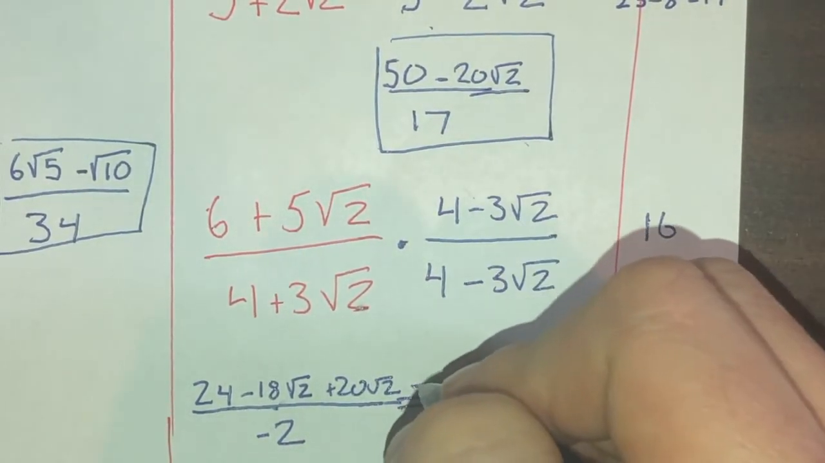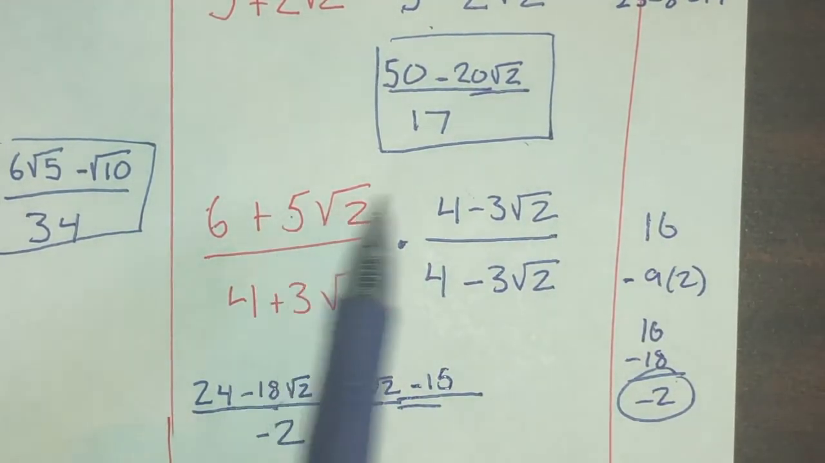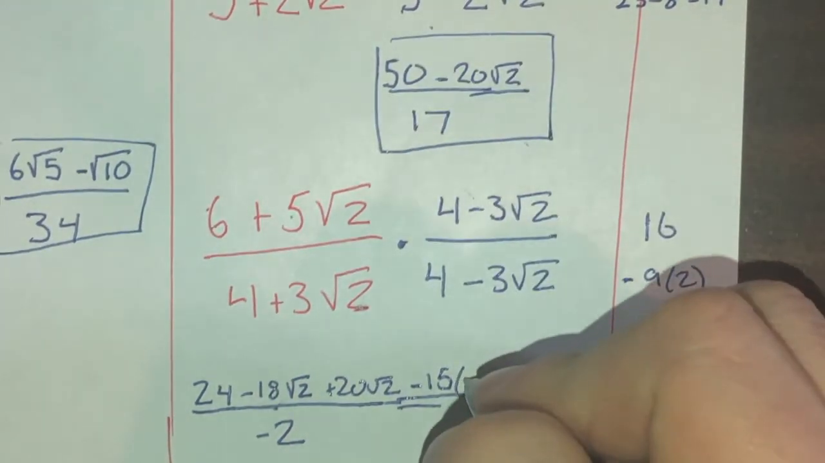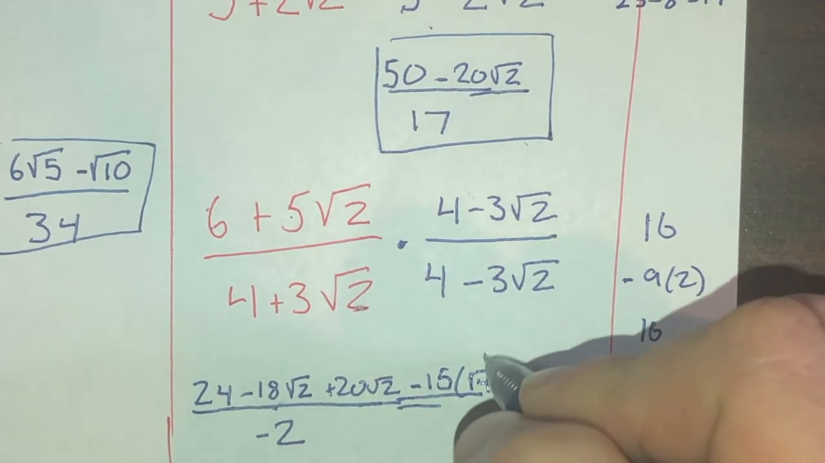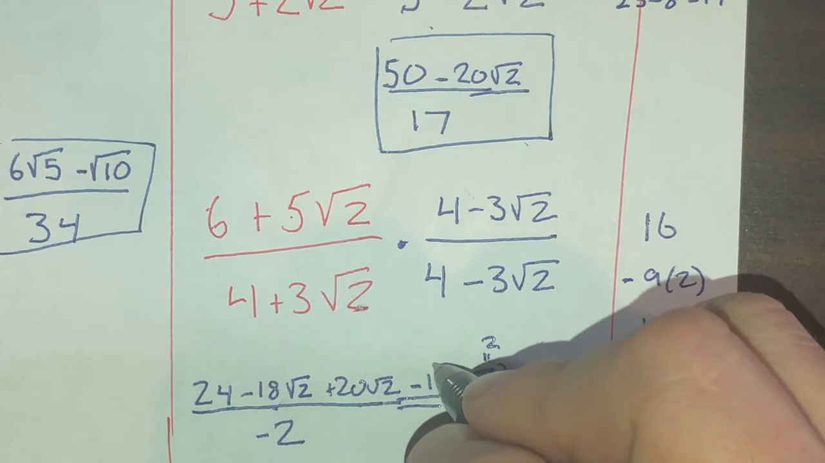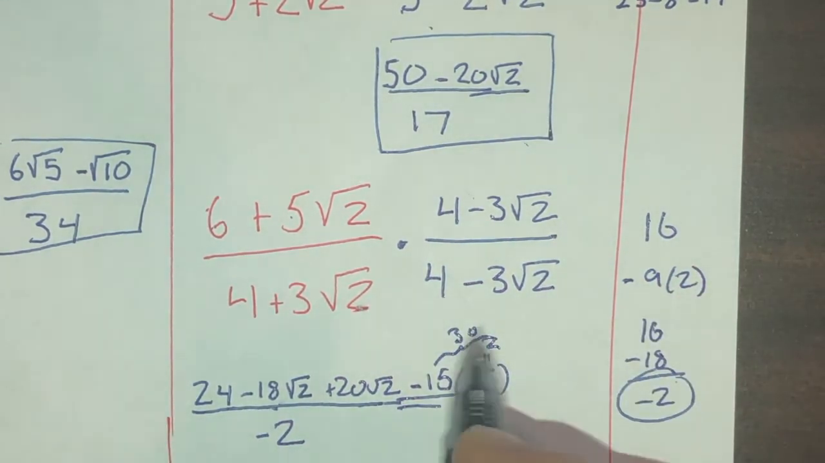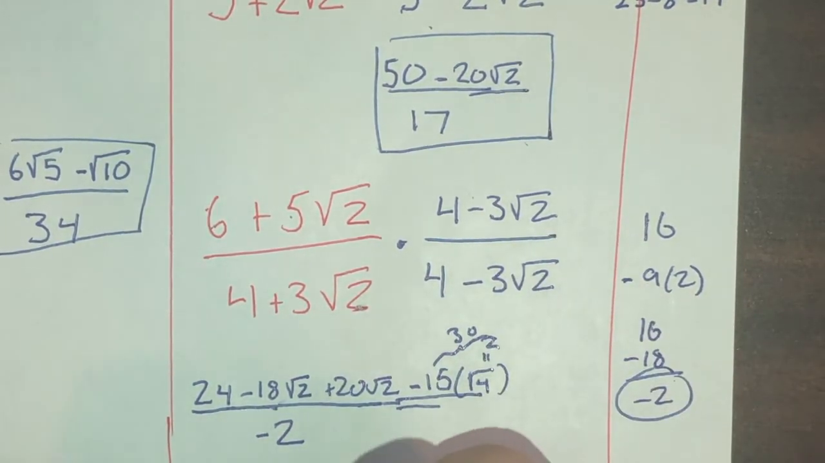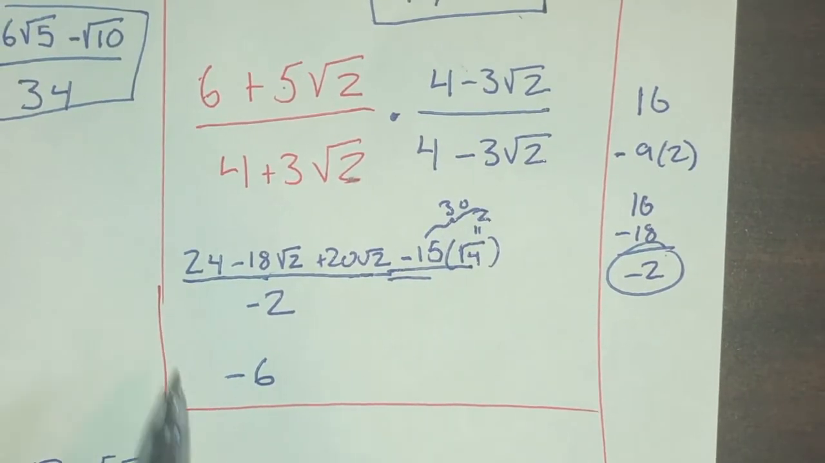So minus 15, because that's 5 times 3. And then in the roots, you get the square root of 4. And we know that's 2. So basically, this whole thing is minusing 30. So we've got 24 minus 30. Okay, let's start with that. 24 minus 30 is negative 6. I'm coming down here. My apologies.